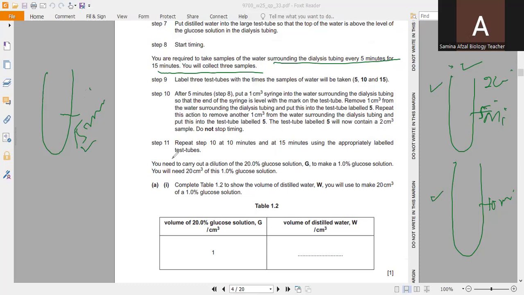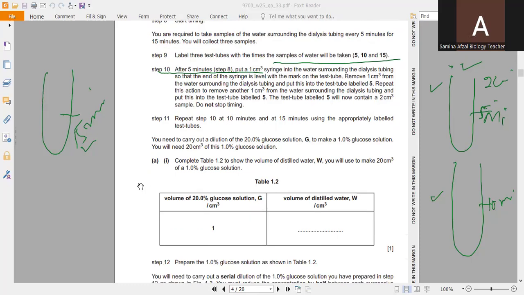Now repeat step 10 at 10 minutes and 15 minutes appropriately. Now you need to carry out a dilution of 20% glucose solution G to make a 1% glucose solution. You will need 20 cubic centimeters of this 1% glucose solution.